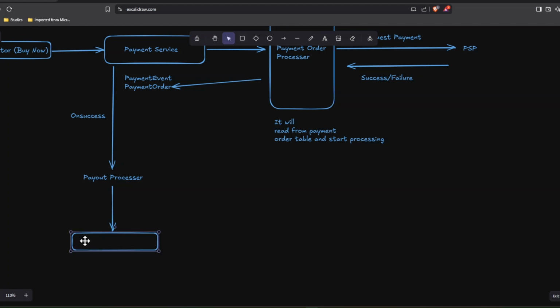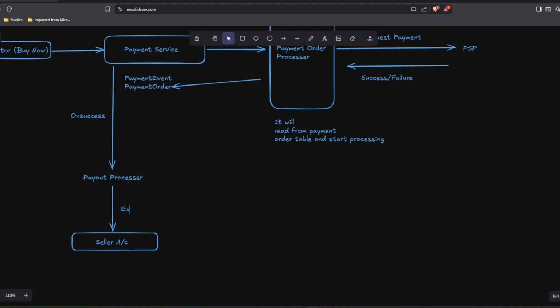So now it is probably clear to you that an order is being placed here. I'm not processing the order flow, and I'm not going to show the order flow here. Basically, once we get the payment order successful, one event will be generated that will complete the order and initiate the delivery related information as well. But the idea of this payout processor is that it will send the money to the seller account.